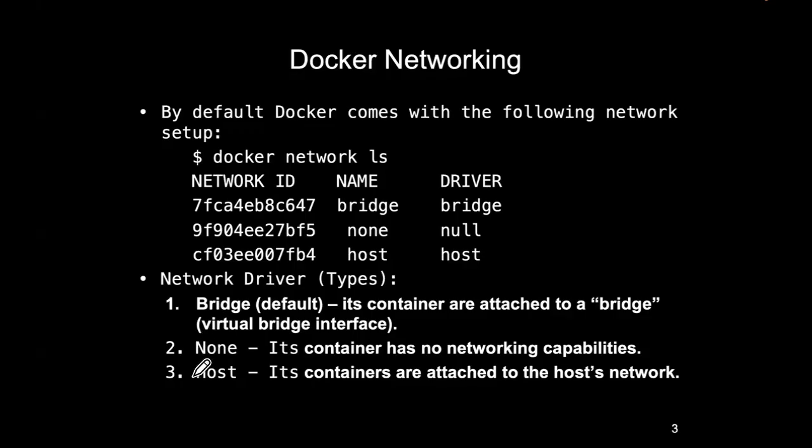The other two types, now I did say there are about 6 or 7 different types, but by default, the other two types are kind of edge cases, really. You've got a type called the none type. A none network, if you add a container to a none network, then that container really doesn't have any access to the outside world. So it's completely isolated from everything. And there may be cases where that's desirable.